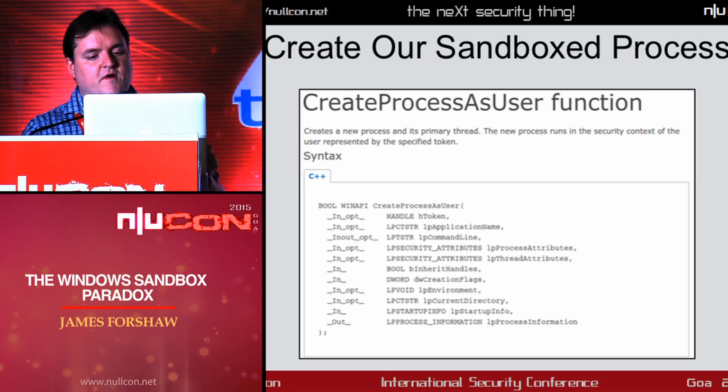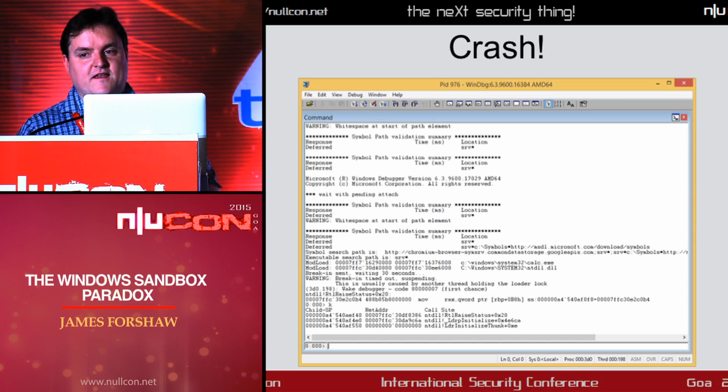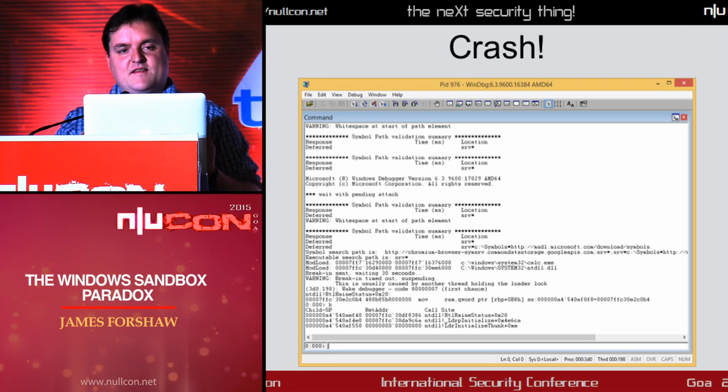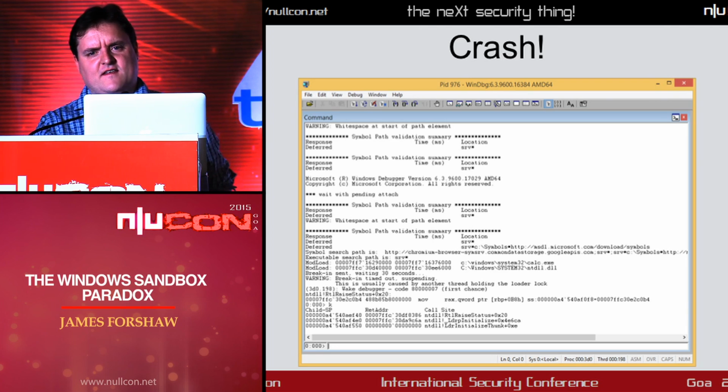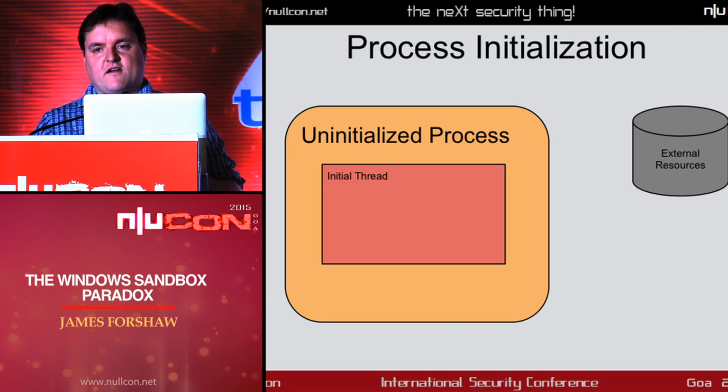So you need to create a new process, and there's a function to do this called CreateProcessAsUser. But if you do that, the first thing you'll see is the process will crash immediately, and that's not particularly helpful. And this is because the process initialization is a bit peculiar. When a new process is created, it starts off uninitialized and it's just sort of an object in the kernel. A thread is then created, and this is the first thread to run.